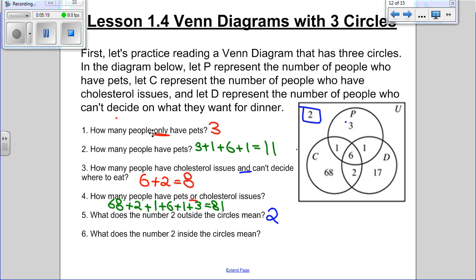I'm not sure. You write that here. It's the number of people with none of the 3. I'm going to call them things. None of the 3 things. You could write out pets, dinner, cholesterol. Just don't have much room.